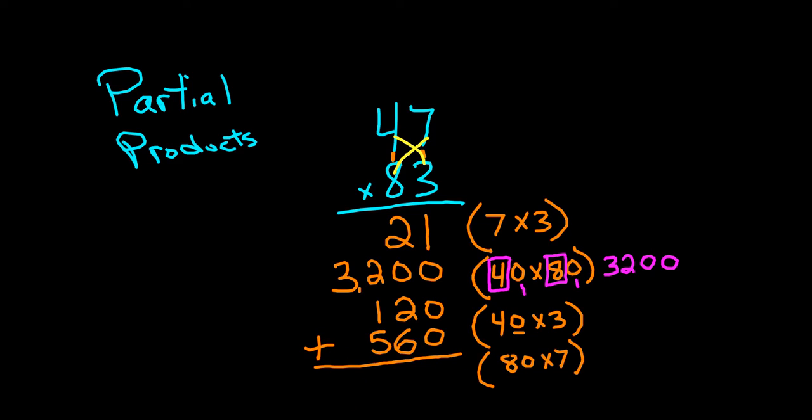We have to add all those up. So the 1 comes down here. 2, 4, and 6 is 10. That's a regroup. And then 5, 6, 7, 8, 9. And then the 3 comes down for 3,901. So that would be partial products. With practice, it's not that bad. I'll give you another example of partial products.